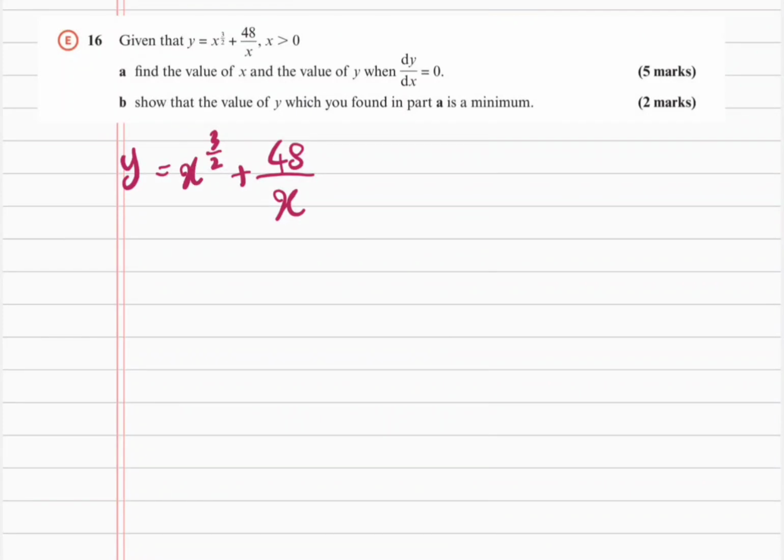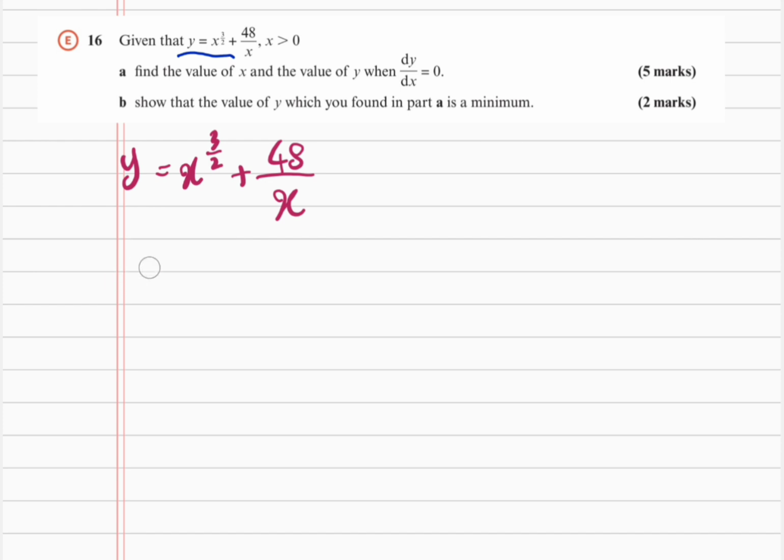Hi everyone, this video is on mixed exercise 12, question 16. We have this equation and we want to find the value of x and the value of y when dy/dx is equal to 0. So we first need to find dy/dx and then set that equal to 0 to find the x value. By having the x value, we can substitute that into this equation to get the value of y.